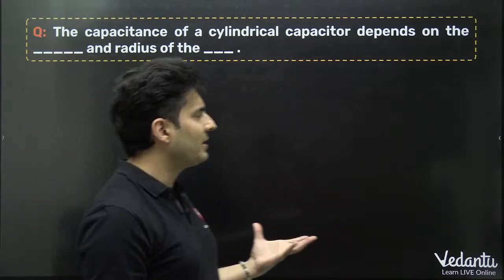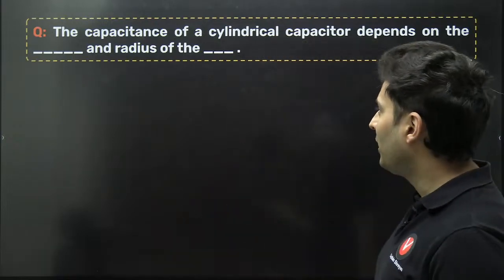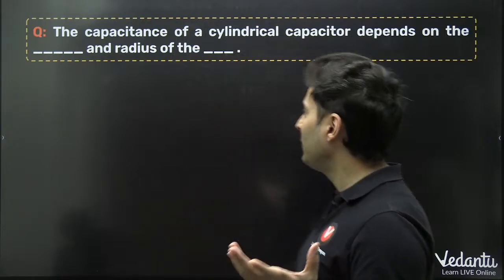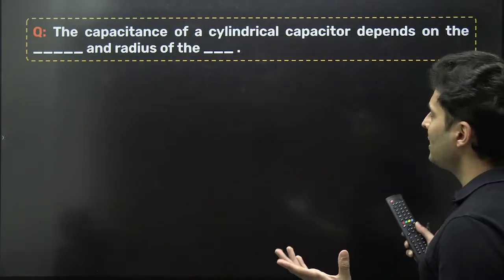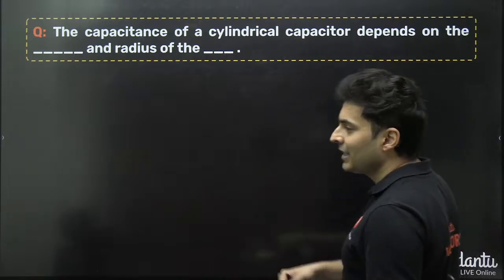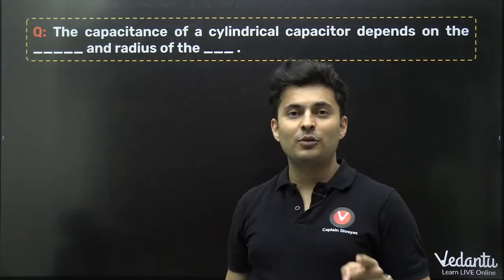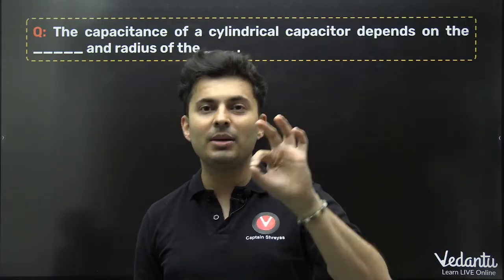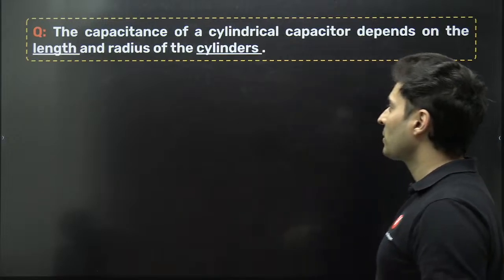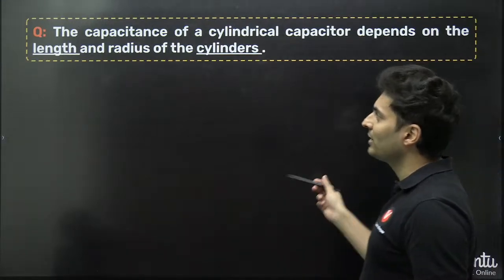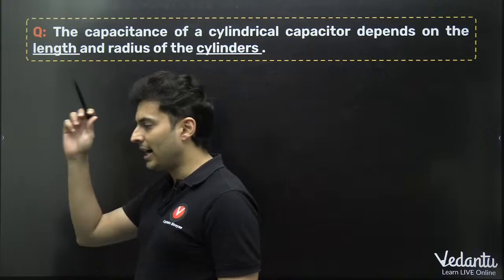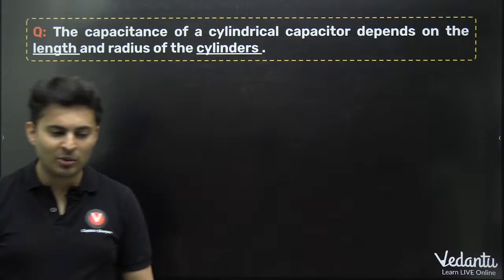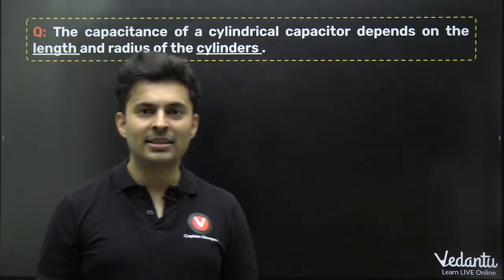Capacitance of a cylindrical capacitor depends on, what's the formula? It depends on the inner radius and outer radius, and one more thing, the height. Remember, the formula is 2 pi epsilon h divided by log b by a, log r1 by r2. So it's dependent on the radius of the cylinders and the length or the height. Yes, very good.